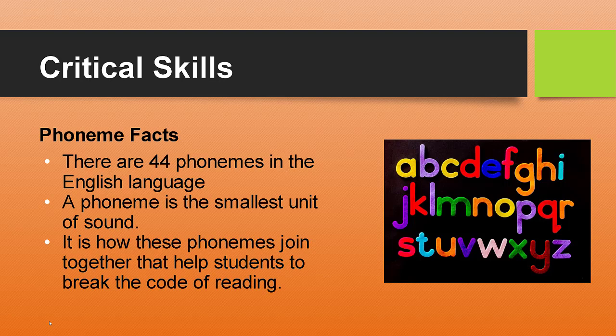And it is how these phonemes join together that help students break the code of reading. These phonemes need to be explicitly taught, and in the primary grades they are, but please keep in mind that students may come to 3rd, 4th, and 5th grade having not mastered all of those 44 phonemes, so students may still need instruction in those critical skills of those phonemes.